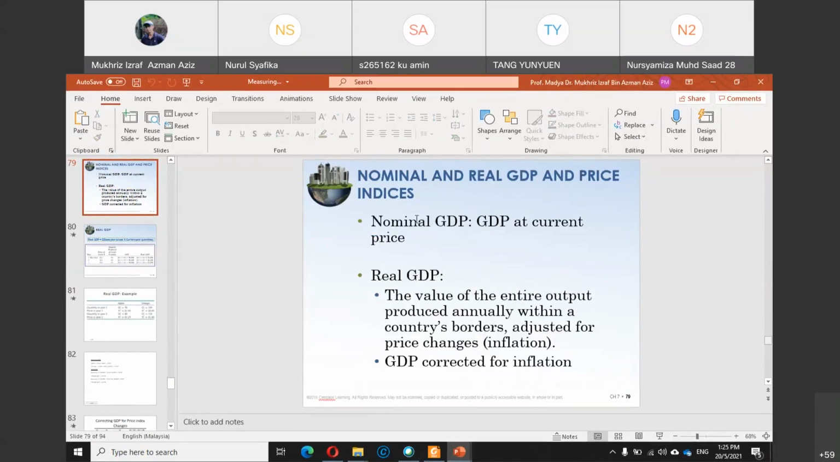So first, what is nominal GDP? I think by now, when you learned chapter number 8 about inflation and unemployment, especially inflation, we discussed that. I think I used the recorded video for you to learn that. If you want to convert from nominal into real, you need to take into account the inflation value. So what is the value of the inflation index? The difference between real and nominal is that real is adjusted for inflation, or GDP corrected for inflation.